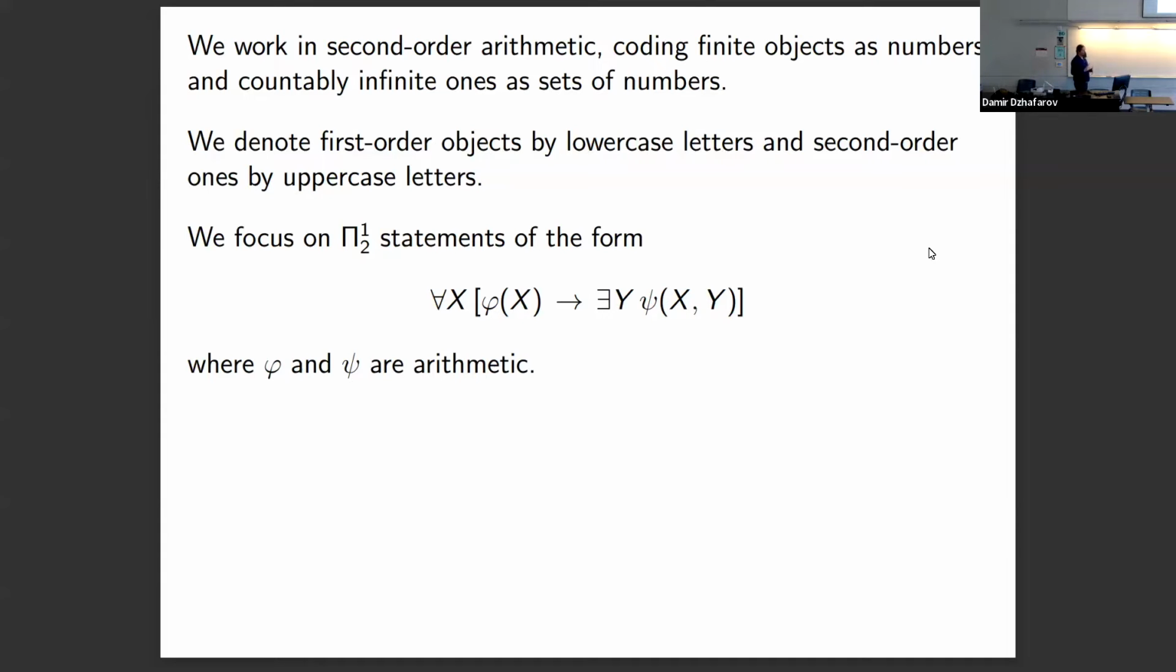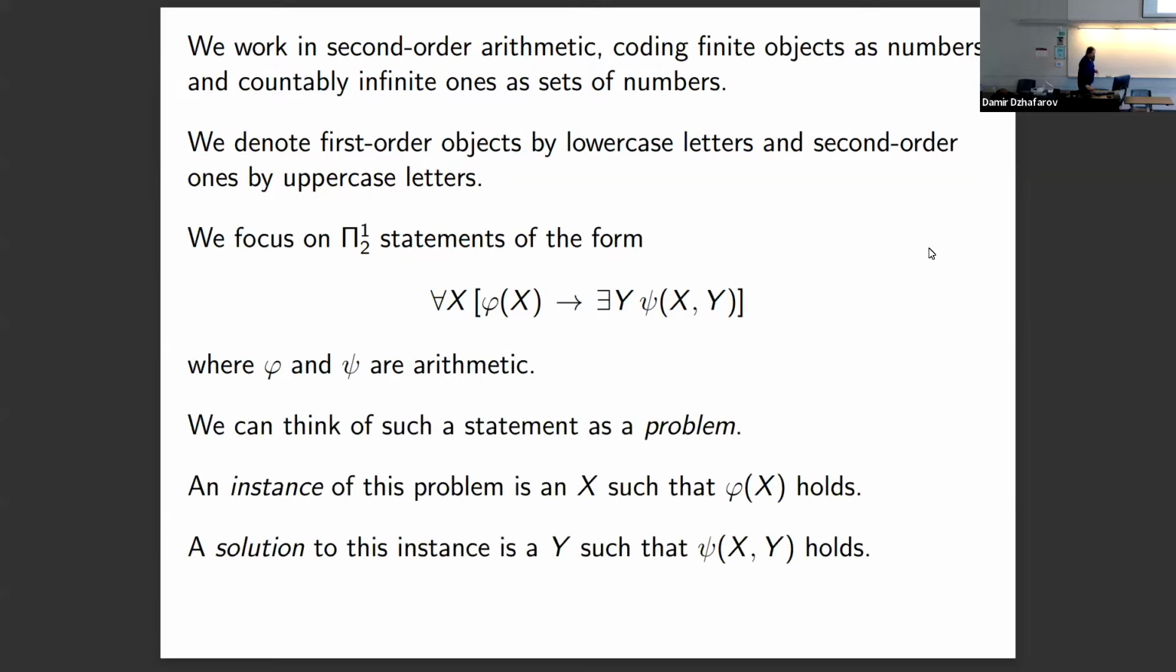But I want to restrict to the situation where φ and ψ are arithmetic, meaning they don't actually have any second order quantifiers. The reason for that is because then the truth or falsity of φ and ψ depend only on x and y. They don't depend on what other sets are around. That would be important to a lot of the results. So from now on, when I say a problem, I mean one of these Π^1_2 problems.